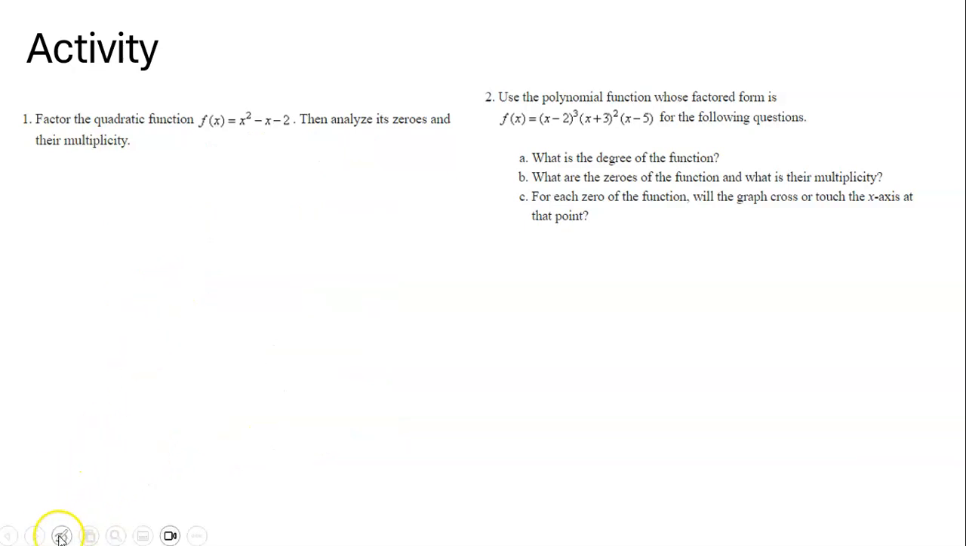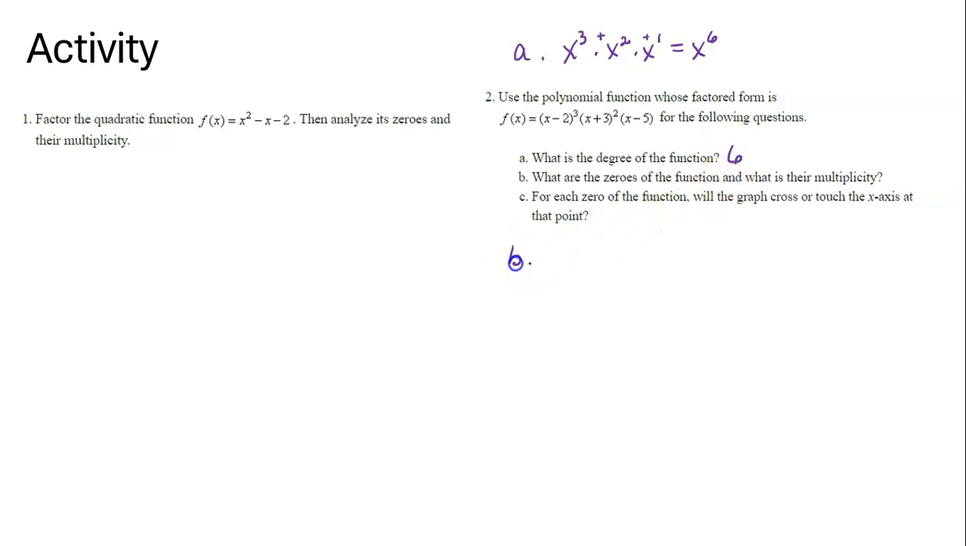All right, so let's change the pen color here. And we did number 1, we're going to do number 2. Use the polynomial function whose factor form is this for the following questions. A says, what is the degree of the function? So I'm going to do that one up here. I know that this is going to result in x cubed. This is going to result in x squared. And this is going to result in x to the 1, which we normally don't write. But I'm going to add all of these exponents. And the degree of this function is 6.